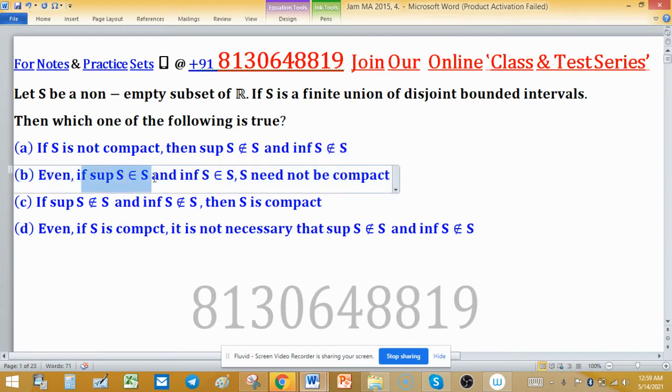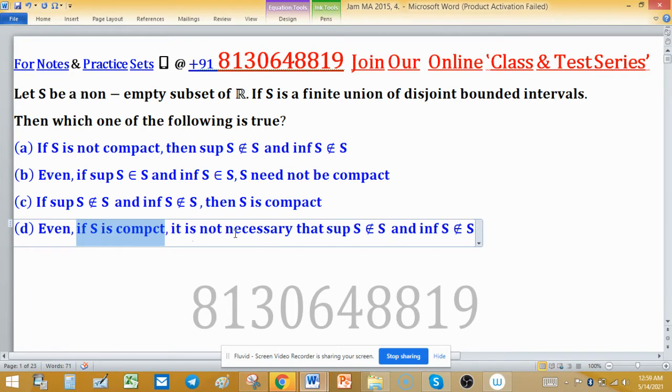Even if the supremum and infimum belong to S, then S need not be compact. So we have to check this point also. If the supremum and infimum both are not in S, then S is compact. If S is compact, then it is not necessary that the supremum and infimum of S are not in S. So there are two types of information given in this statement.